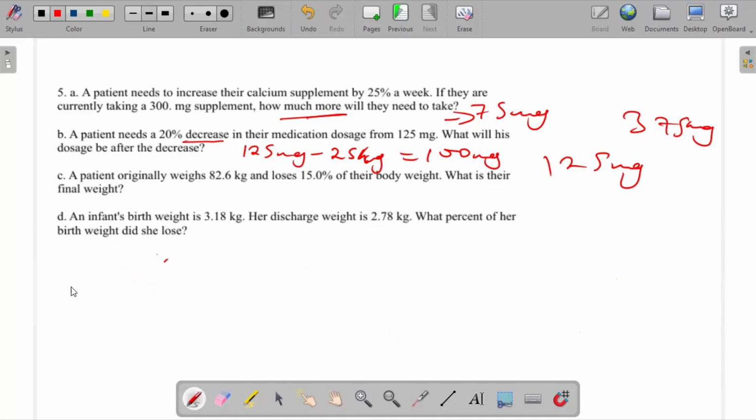So go to part C. A patient originally weighs 82.6 kg, and this patient loses 15% of the body weight. So what would be their final weight? We are looking for the new weight that they're going to have if they lose 15% of this weight. So we still go back to getting the 15% of 82.6, isn't it?